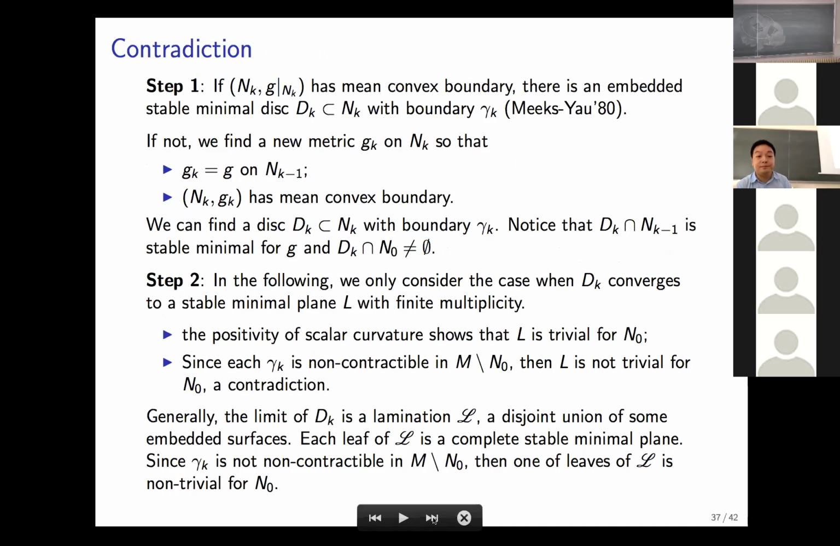Generally, the limit of the D_k is a lamination. That means the limit is a disjoint union of some embedded surfaces. Each leaf of the limit is a complete stable minimal plane, because the gamma k here is a typo. The gamma k is non-contractible in M delete N0. So we know one of the leaves of the limit is non-trivial for N0.